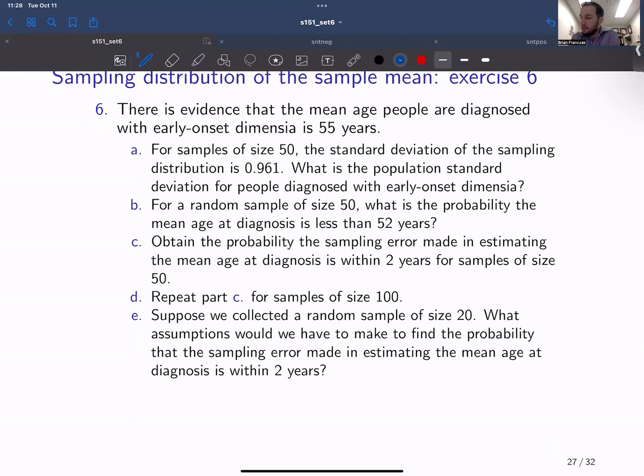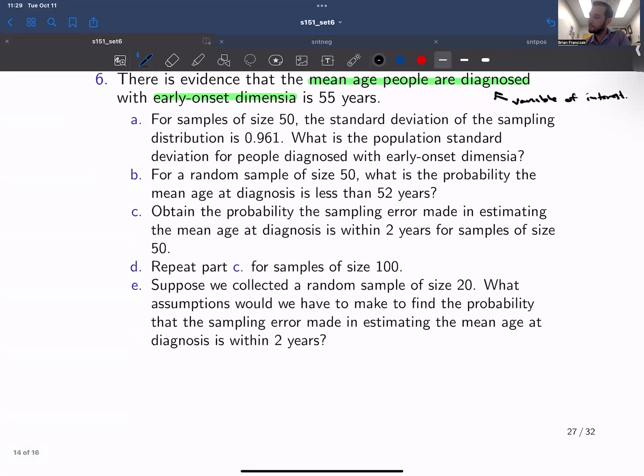Right, so first off, it says there's evidence that the mean age people are diagnosed with early onset dementia is 55 years. So for clarity here, the mean age of diagnosis, which is measured in years, is our variable of interest. Okay, so we're measuring mean age of diagnosis. That's the thing that we're measuring.